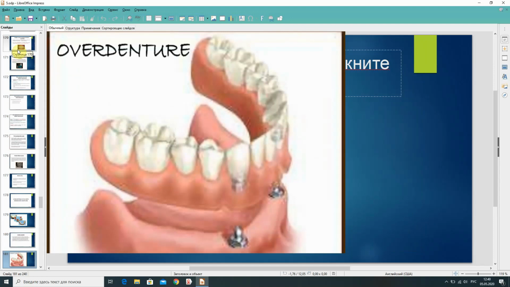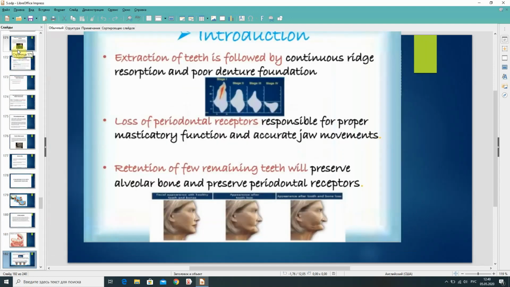Overdenture. Introduction. Extraction of teeth is followed by continuous ridge resorption and poor denture foundation, and loss of periodontal receptors responsible for proper masticatory function and accurate jaw movements. Retention of a few remaining teeth will preserve alveolar bone and preserve periodontal receptors.